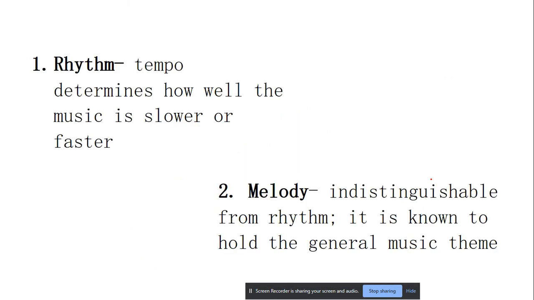So we have the rhythm. Tempo determines how well the music is slower or faster. This is the rhythm. We also have this melody, indistinguishable from rhythm. It is known to hold the general music theme. The melody. I know you are very much familiar to this.